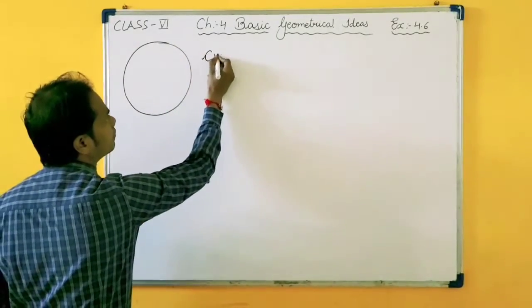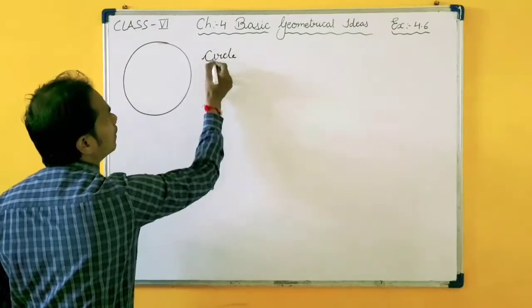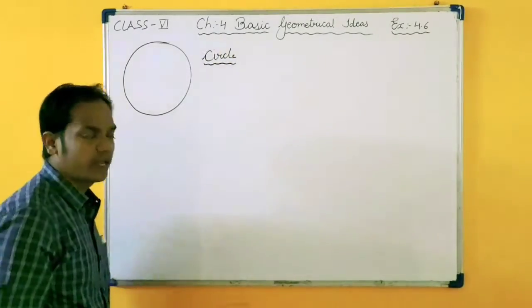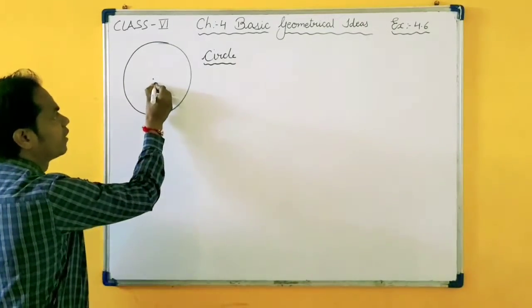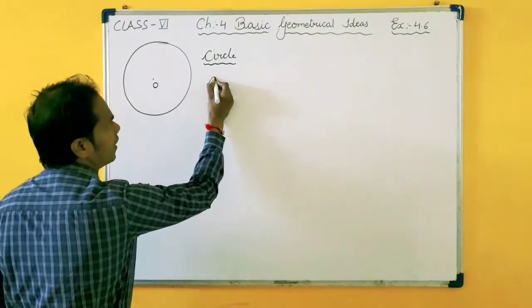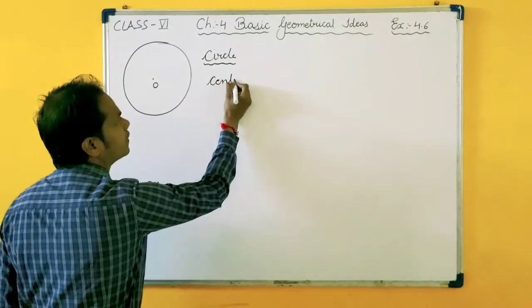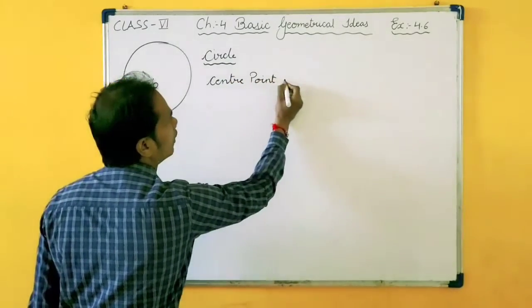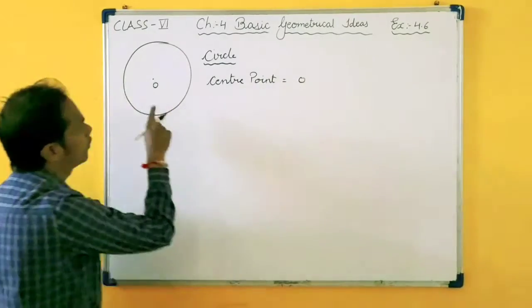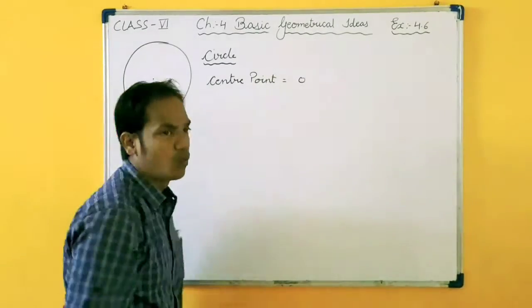This is your circle. This is the center point of the circle. You can give any name also. Suppose I am writing here center point. What is the center point? O. You can give center point O.